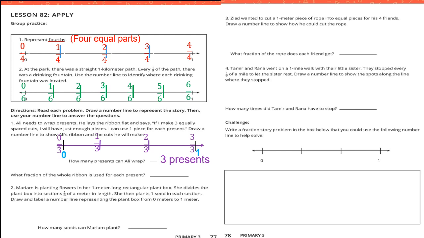Okay? Number 2, what fraction of the whole ribbon is used for each present? What is the fraction for each part? He said one piece for each present, one piece from the total. The total, how many parts? 3. I want one part, so the fraction 1 out of 3, the total. Okay, so the fraction of the whole ribbon used for each present is 1/3.